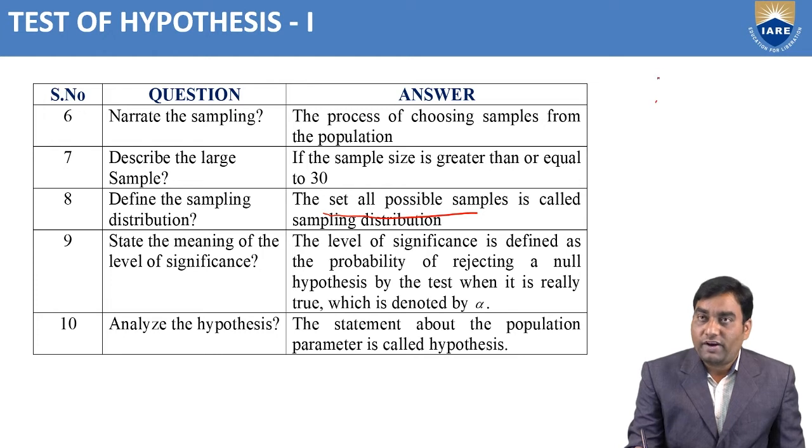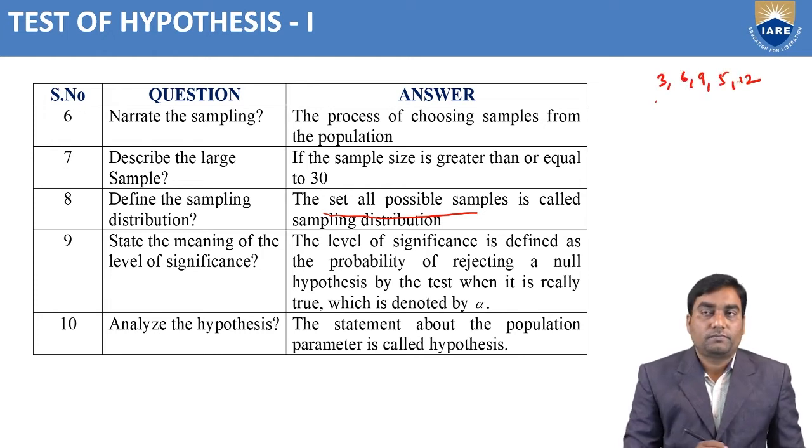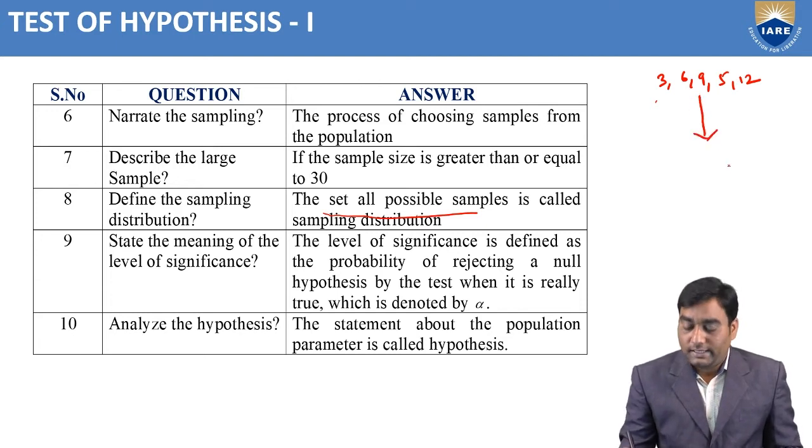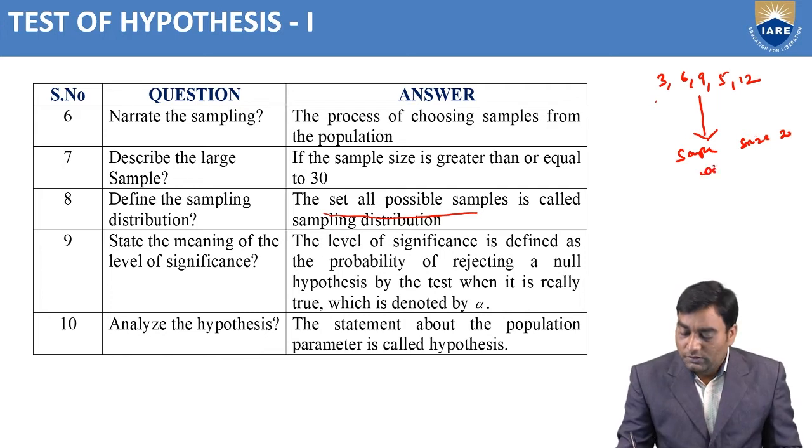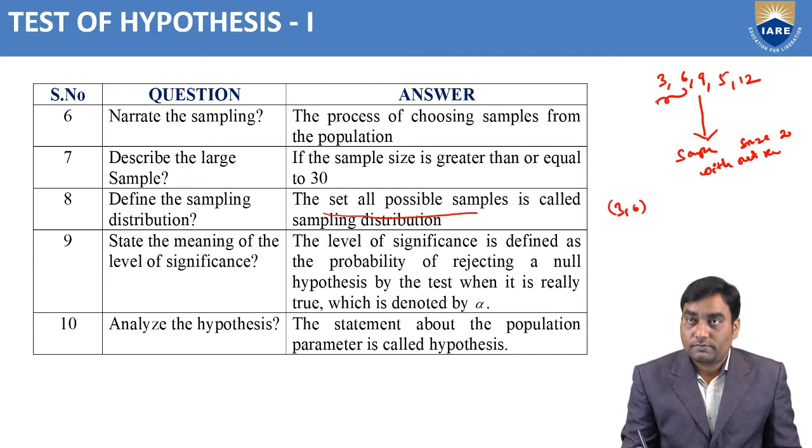See, 5 numbers are there: 3, 6, 9, 5, 12. I want to choose a sample of size 2 without replacement. How? 3, 6; 3, 9; 3, 5; 3, 12; 3, 3; like that.